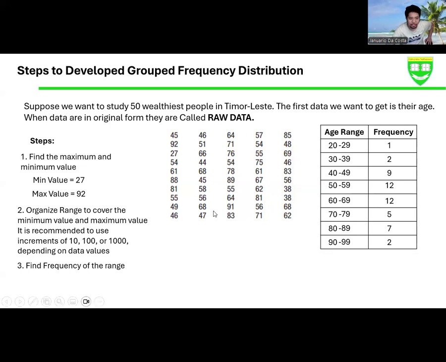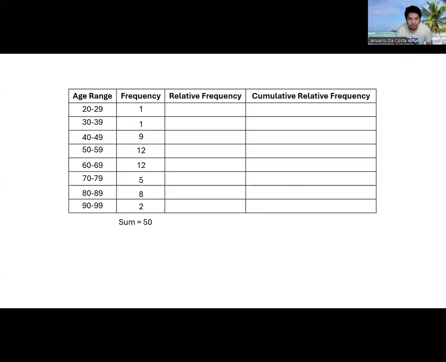Okay, so now the step is just to find the frequency of the range. So just like that, you already developed your grouped frequency distribution. It's easy, simple, right? Understand? Yes, teacher. Okay, good. Now that you already found the frequency distribution, let's calculate the relative frequency.